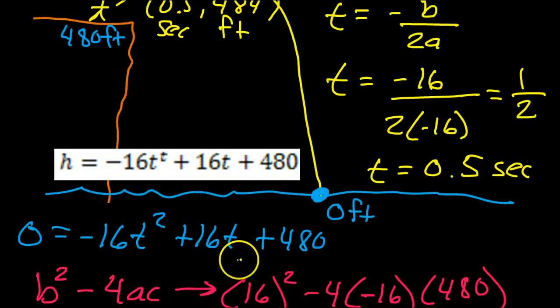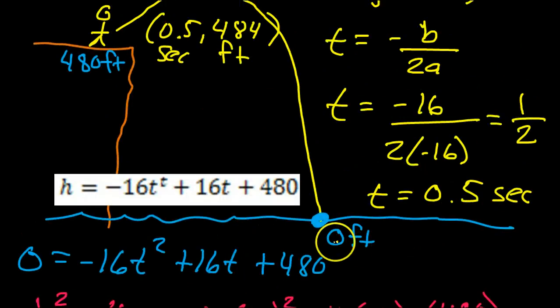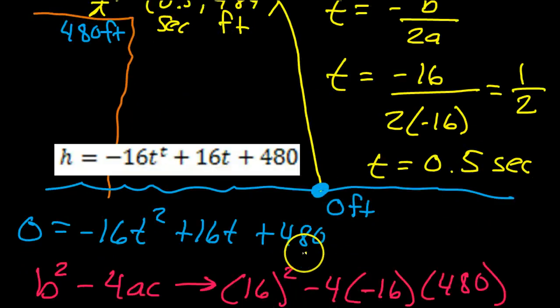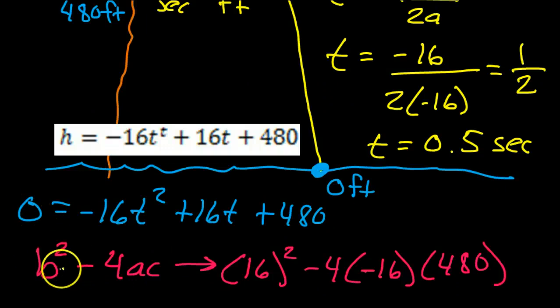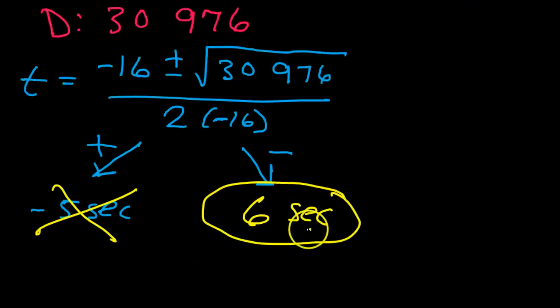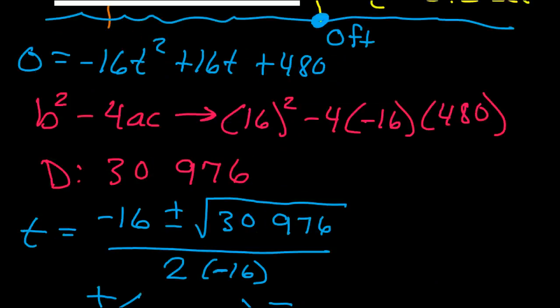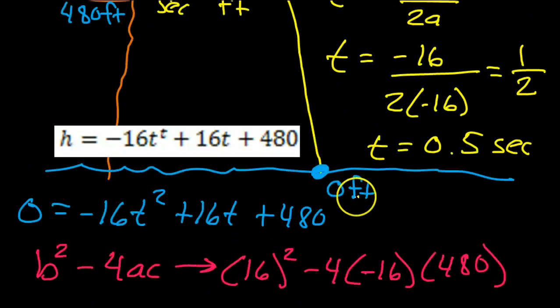So remember what we were doing. We had plugged in 0 for the height because we wanted to find the time that it takes to hit the water, the time that it takes to hit 0 feet. So we put in 0 feet and we just calculated and found the time, 6 seconds. So that means we hit 0 feet after 6 seconds. Alright, so 6 seconds we get 0 feet.